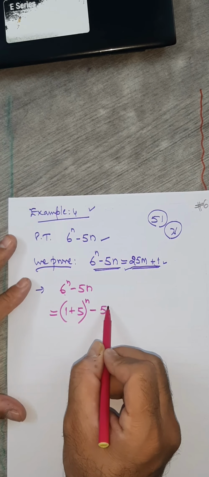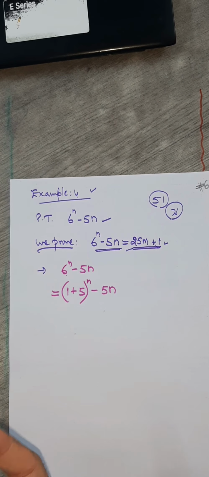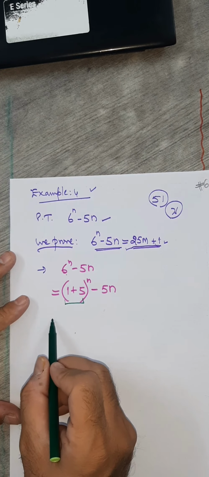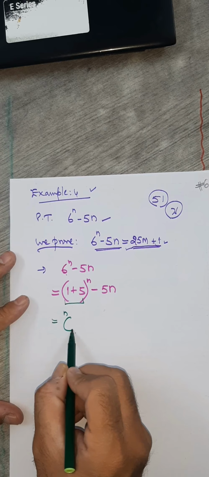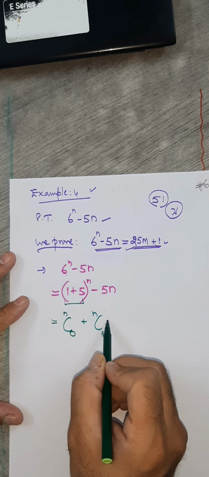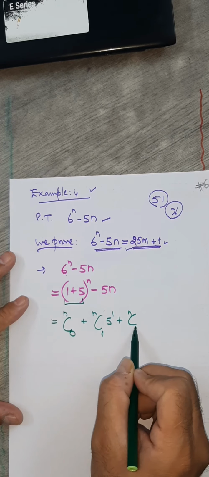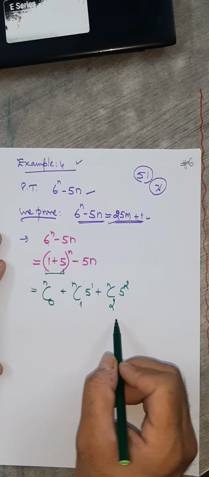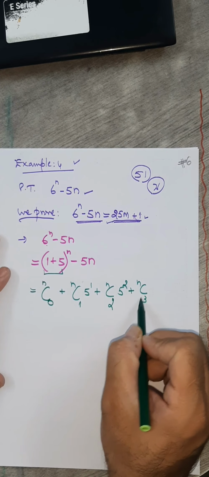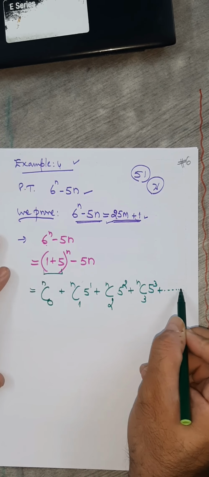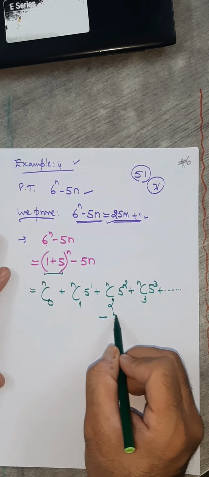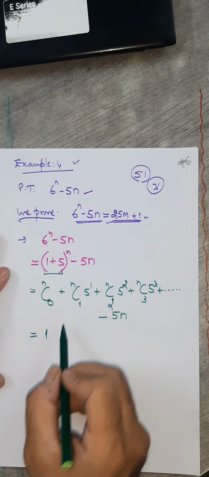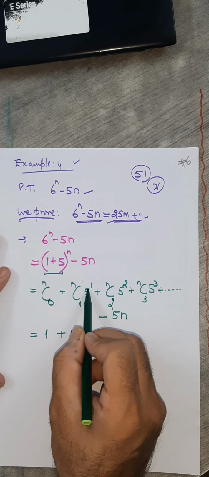Raised to n minus 5n as it is. Then what's the next step? Expand by binomial theorem, this one, right? You will see that somewhere you will find 25 common. What's binomial theorem? nC0, nC1 into 5 raised to 1, nC2 into 5 square. Then what will we get here? nC3 into 5 cube and so on. Last term, if you want you can write minus 5n, it is already there, remember. Now here nC0 is 1, so the 1 has come, look. What is nC1? It's just n, this 5 as it is.